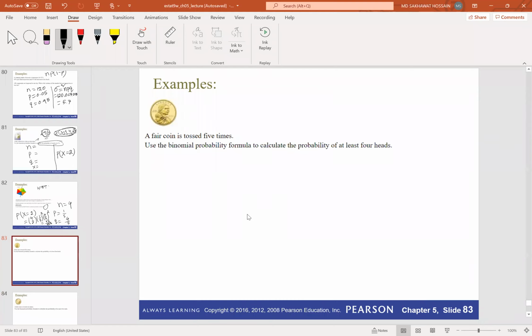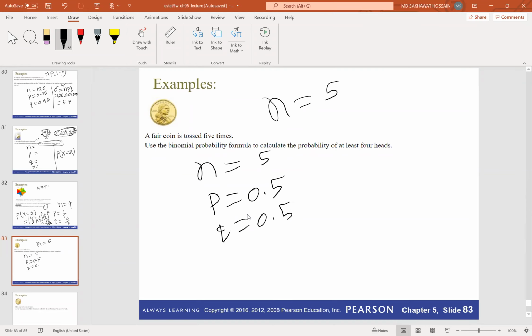Okay, the next problem is a fair coin is tossed 5 times. So that means n is equal to 5. We have to use the binomial formula to calculate the probability of at least 4 heads. So here n is 5, p is 0.5, this is a fair coin, and q is also 0.5.